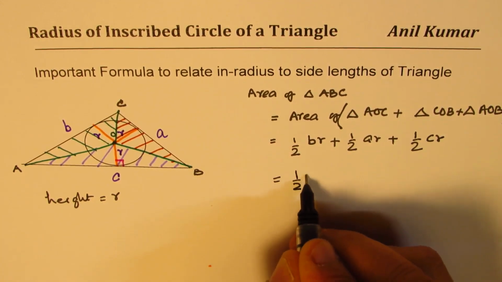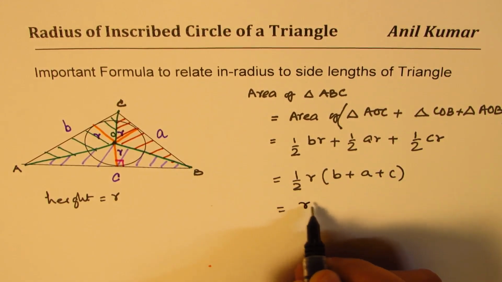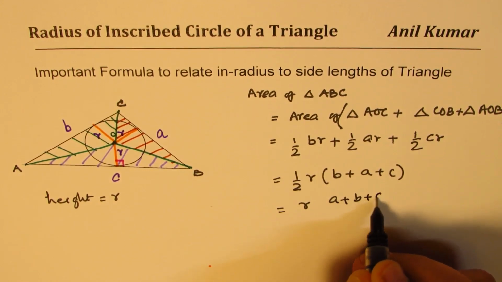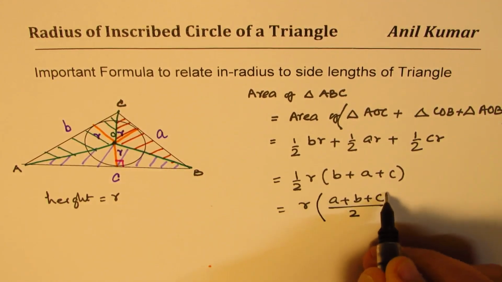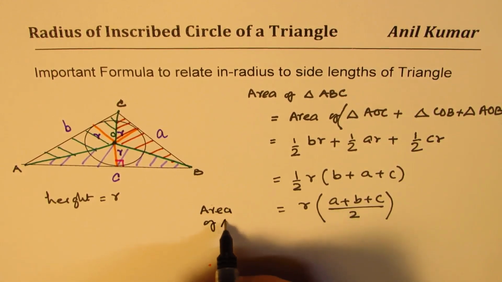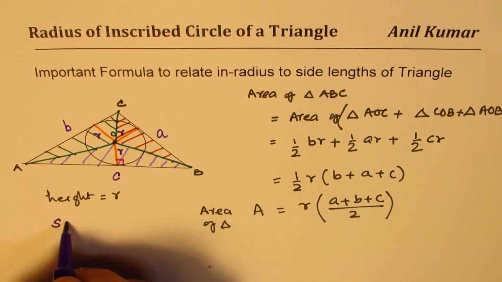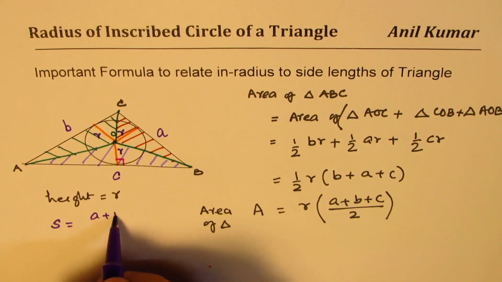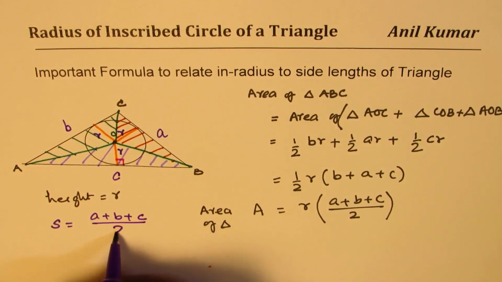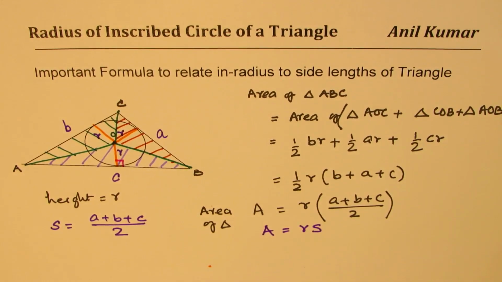So we can take half R common, we get B plus A plus C, or we can say it is R times (A plus B plus C) divided by 2. So that becomes the area of the triangle A. Right? Now many times we use S as the sum of the sides divided by 2, right? So I could also write this as area is R times S. Perfect. So that is a very good relation to remember.